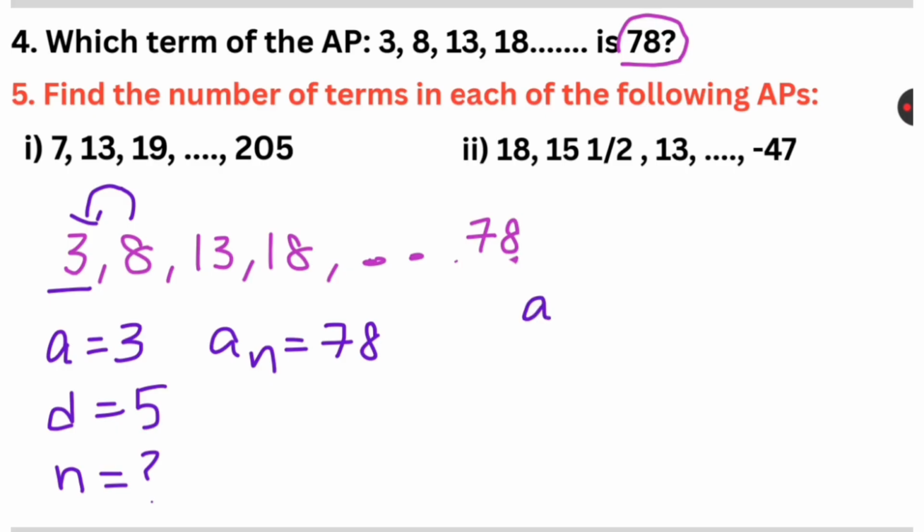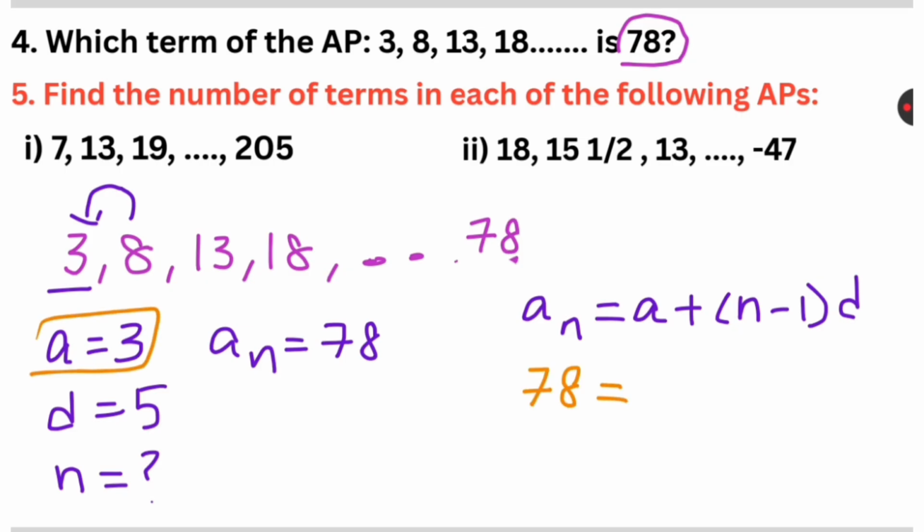The general term of this arithmetic progression is an equals a plus n minus 1 into d. Using this formula we can find the n value. What they have given is an equals 78. That is equal to, what is a? That is 3, plus n minus 1 times the common difference, which is 5.